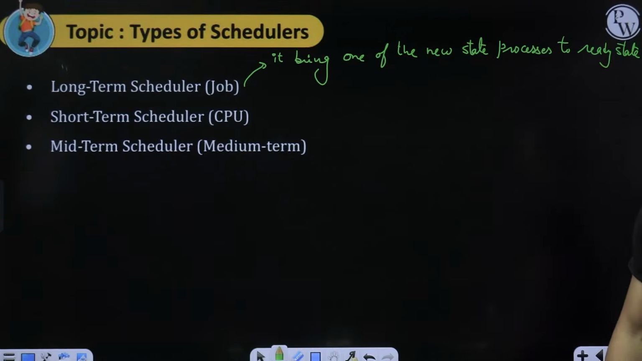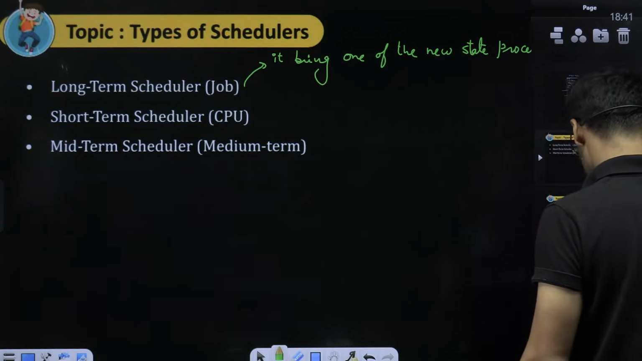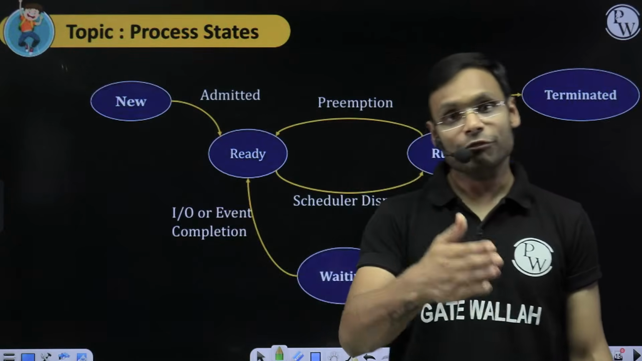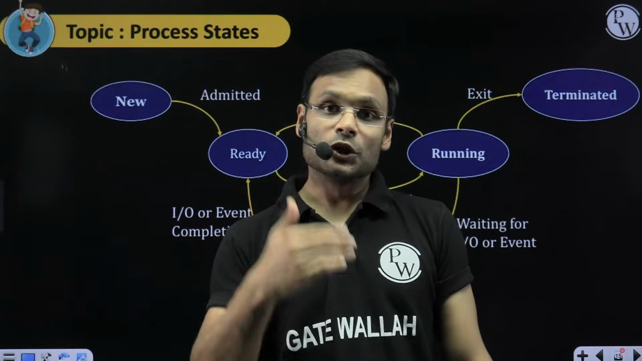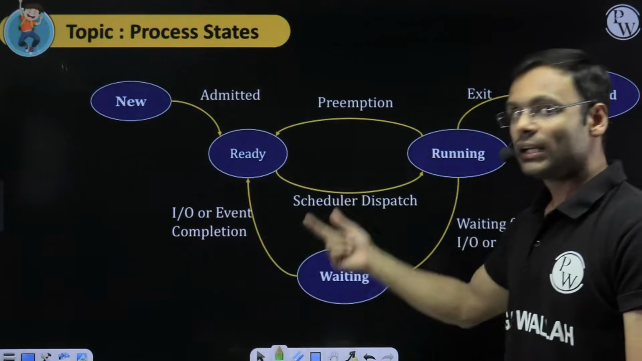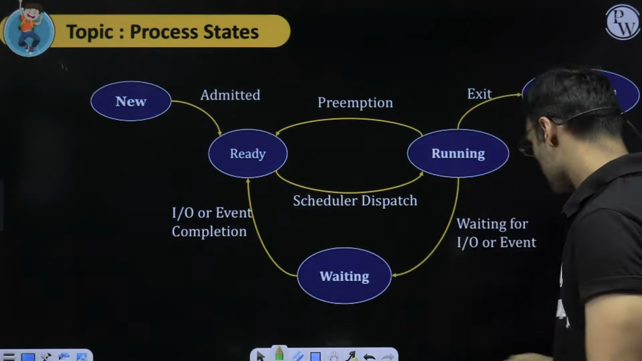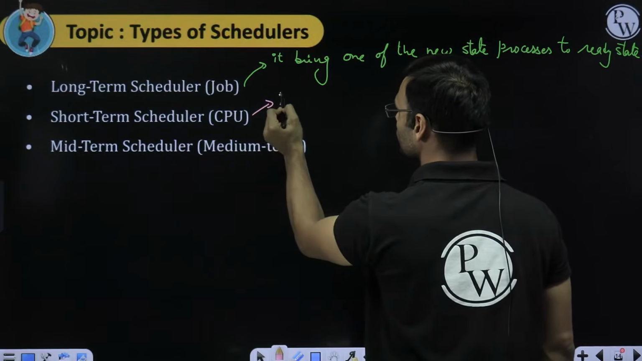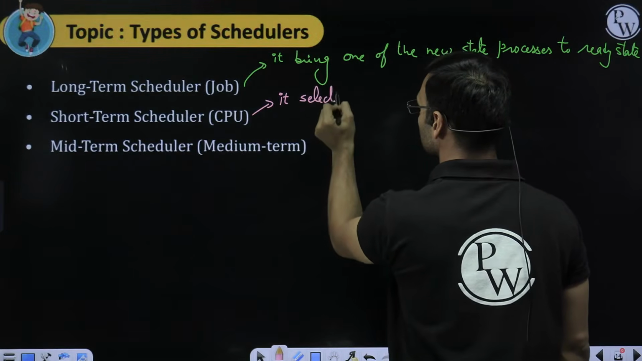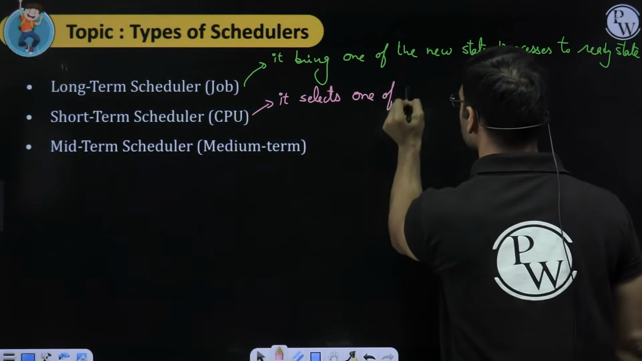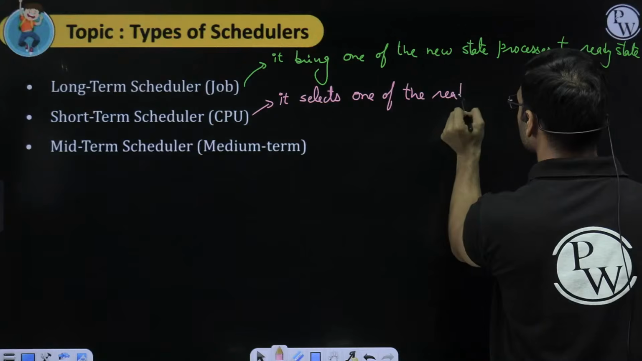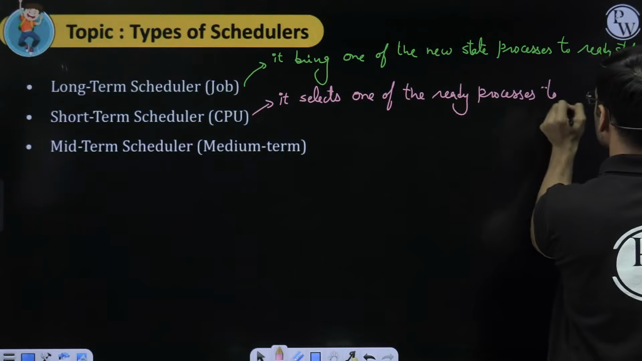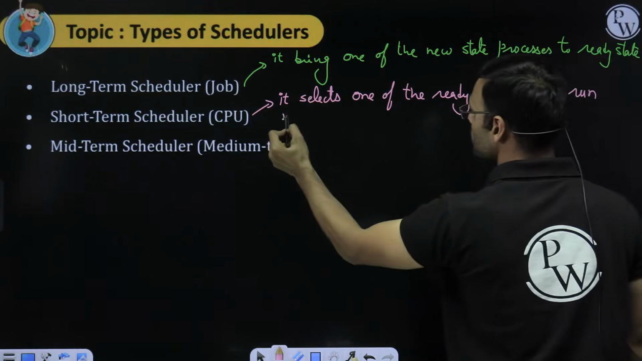Okay. Next is the short-term scheduler or CPU scheduler. So many processes are there in ready state. Among them, which process should run next? That particular thing is decided by the CPU scheduler. So what does the CPU scheduler do? It selects one of the ready processes to run next on the CPU.